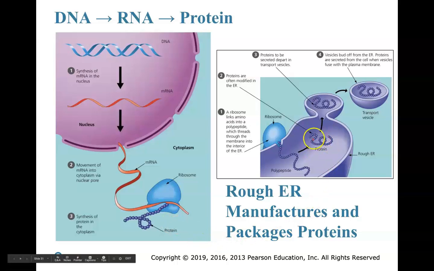Proteins are then secreted into transport vesicles. They're packaged up into nice little vesicles in the endoplasmic reticulum. The vesicles bud off, and they are secreted to wherever they need to go, whether that's in the cell or outside of the cell.